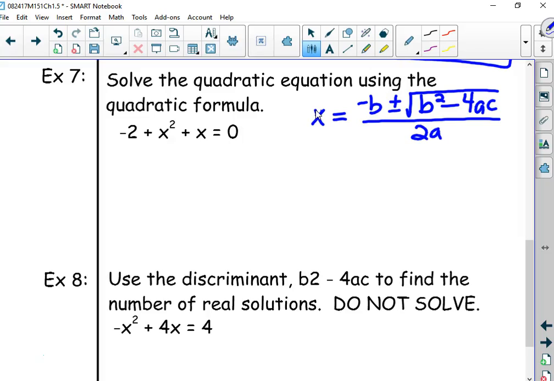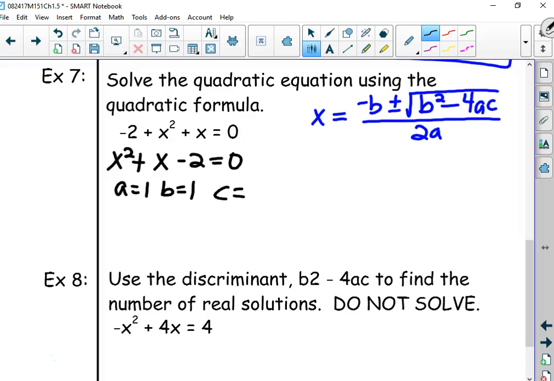First thing I want to do is put this quadratic in standard form. So x squared plus x minus 2 equals 0, which means that a equals 1, b equals 1, and c equals negative 2. So we're just going to substitute.